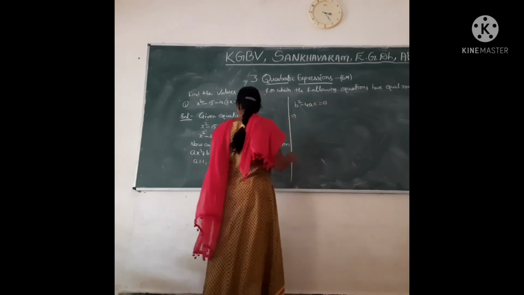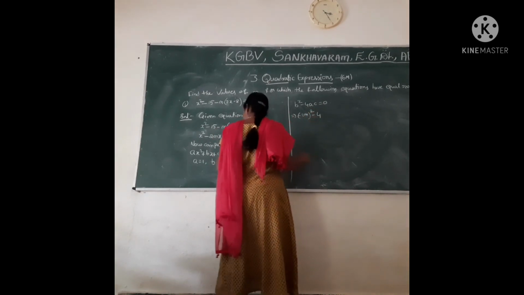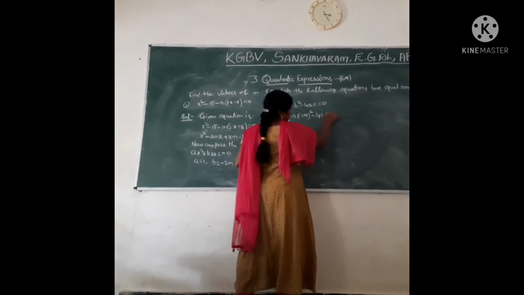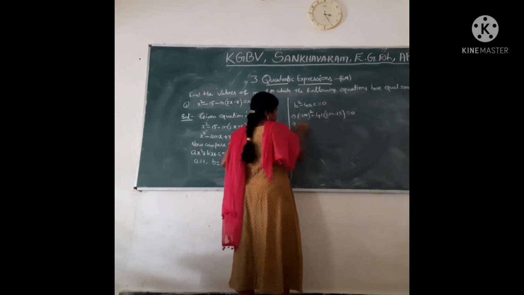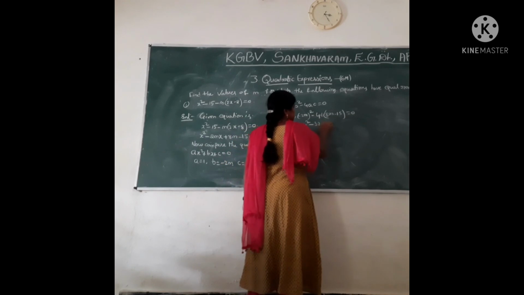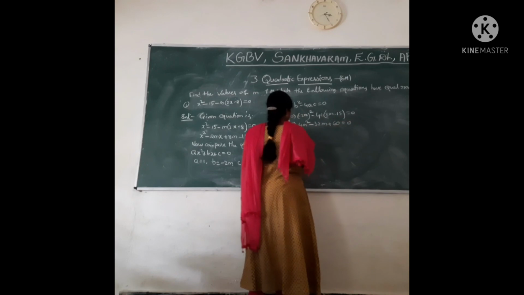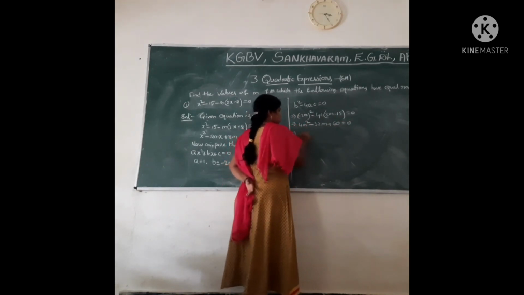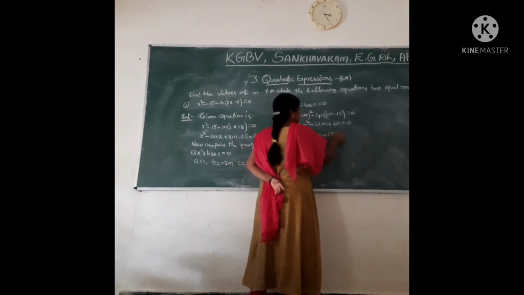That implies b square means minus 2m whole square, minus 4, a means 1, and c means 8m minus 15, is equal to 0. Okay, 4m square minus 32m plus 60, 15 fours are 60, is equal to 0. And again 4 is common. m square minus 8m plus 15 equal to 0.